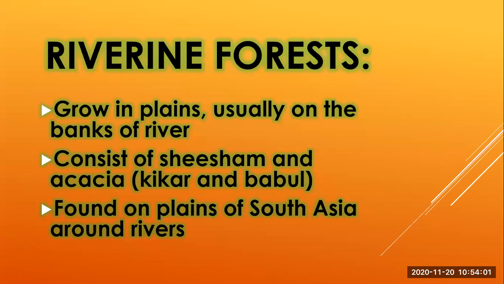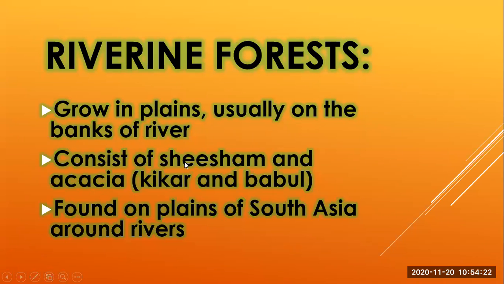Now the third one is riverine forest. As I told you, riverine is the word that indicates river. So riverine forests are those forests which are grown in plains, usually on the banks of a river. It means near the river or the edges of a river they are grown.